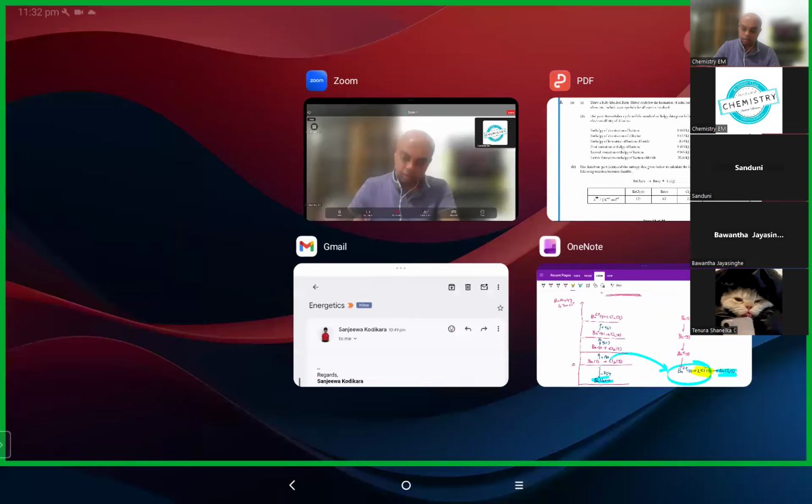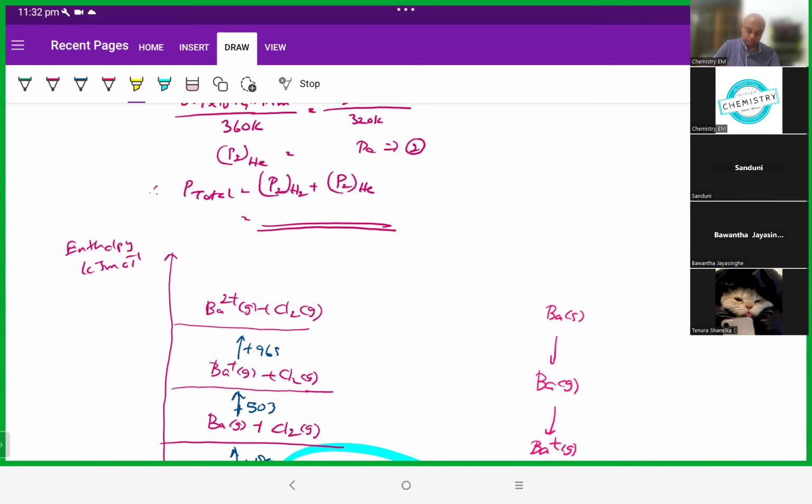So here, now bromine, then after that Ba2+ converts into 2Cl gas. So this is atomization.